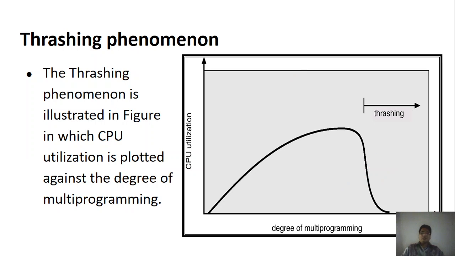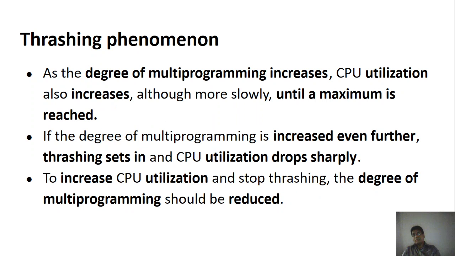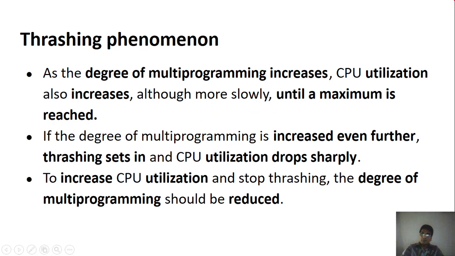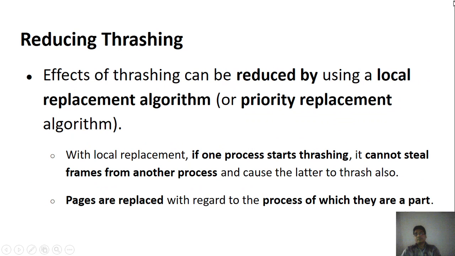Anyway, at the point when it reaches the peak, above this, if you try to increase the degree of multi-programming, you will not increase the CPU utilization, rather you end up in thrashing, and the CPU utilization abruptly drops. So the CPU utilization will go up to a maximum value until that degree of multi-programming is reached. Above this, thrashing will start, and the CPU utilization drops.